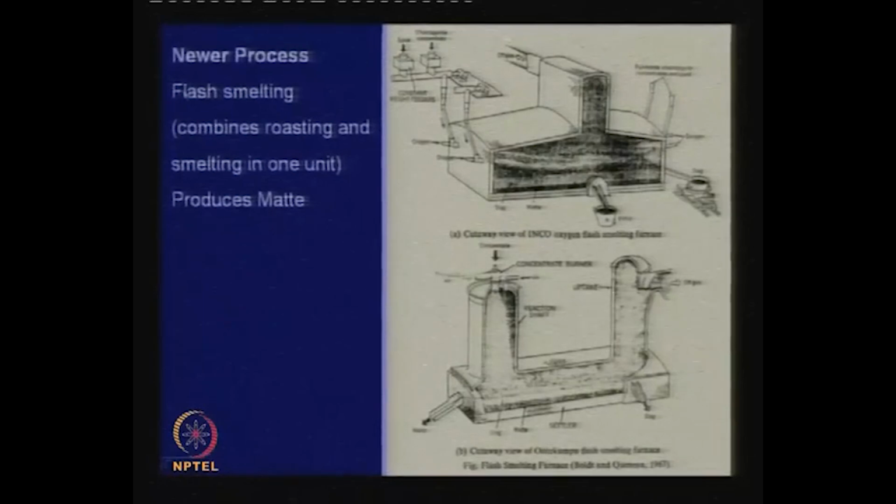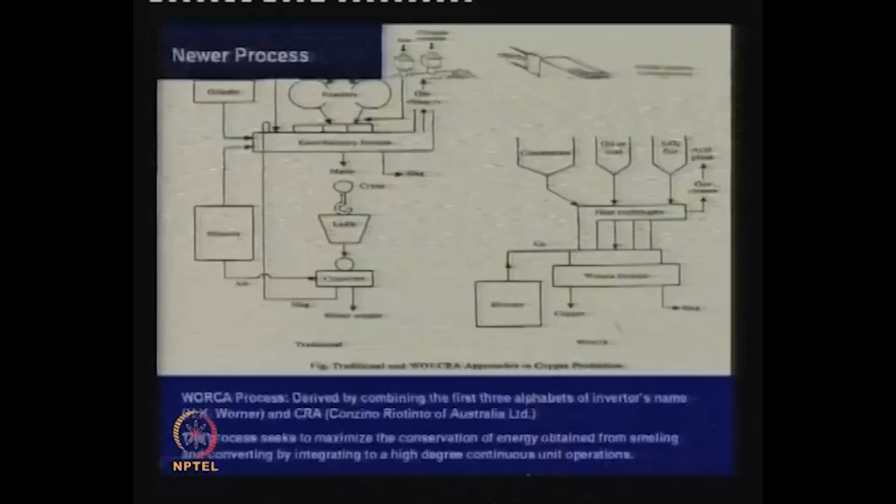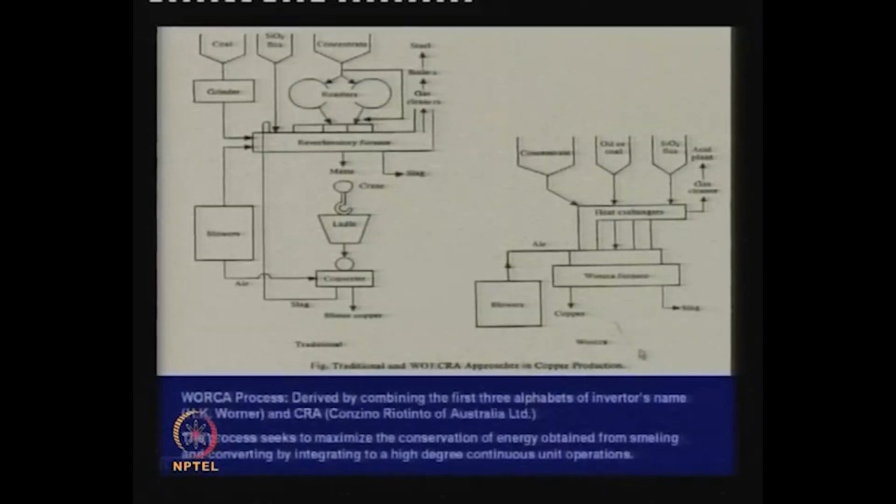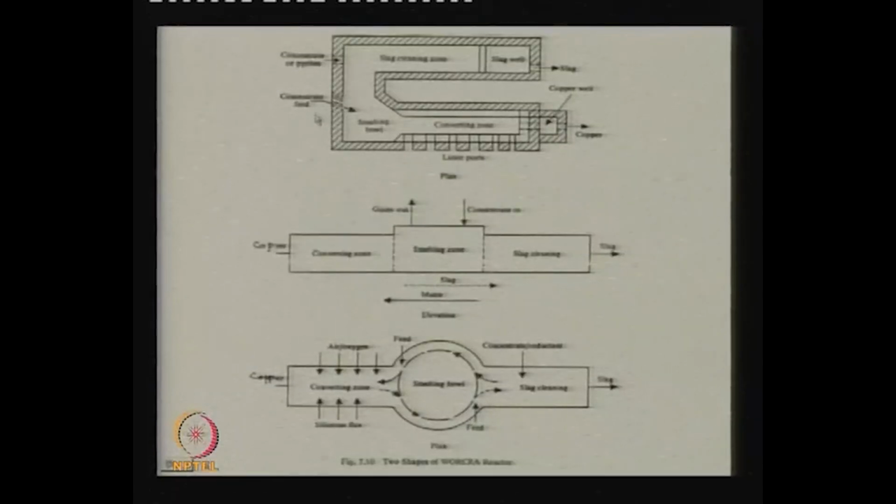In processes like flash smelting, roasting and smelting are combined. Converting is not done, and there are different designs of reactors. But then there are also newer processes where all three are combined, that we have roasting, smelting, converting in one furnace, and there are different kinds of furnaces.